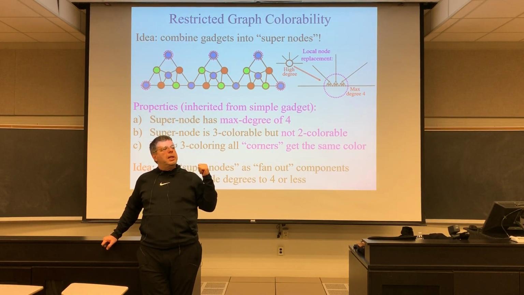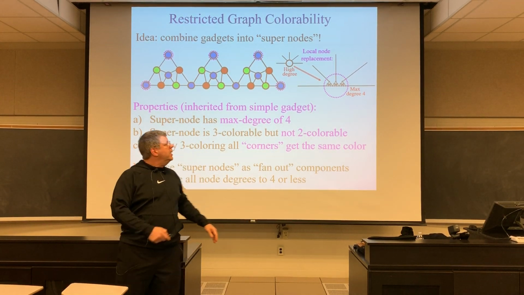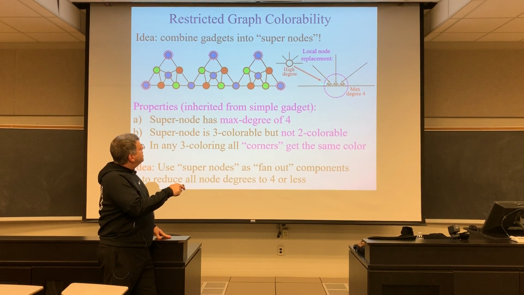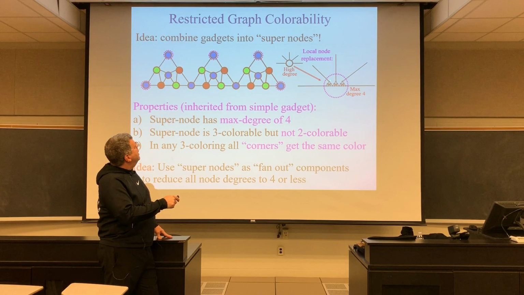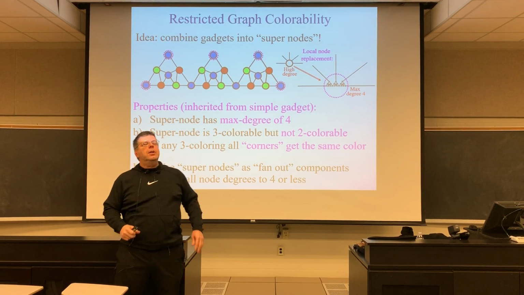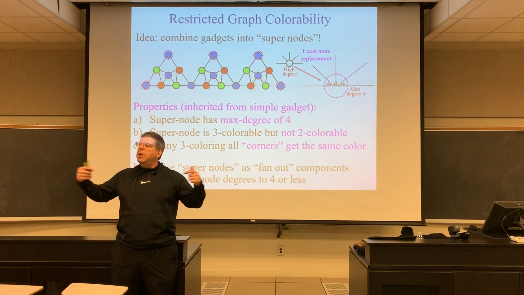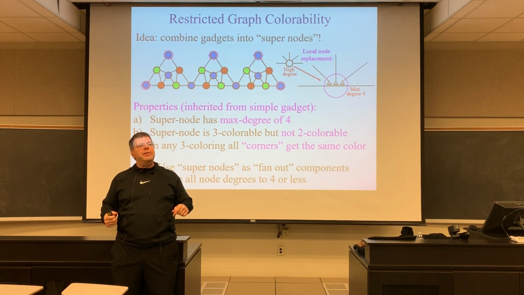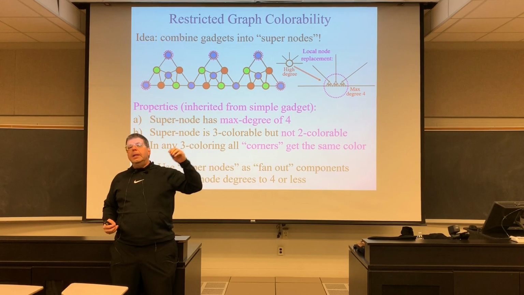I can do this local replacement. I may need larger and larger gadgets. This gadget has 3 copies, but if a node has degree, I don't know, 17, I'm going to need 15 of these gadgets, all strung together into a super gadget to do the local replacement for a node of degree 17. How many see that? Yeah.